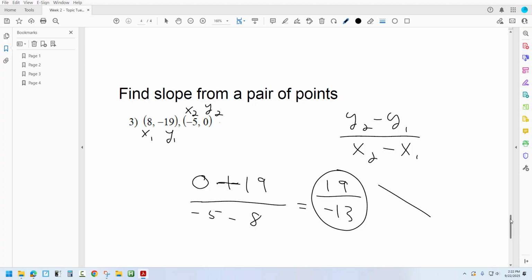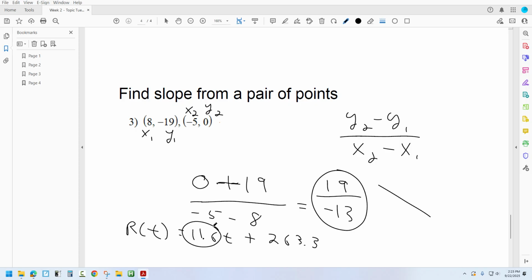MCAS questions are going to touch on slope as well. The only thing they do mention on the MCAS, in example 2, is that they give you the formula: R of t equals 11.6t plus 263.3.